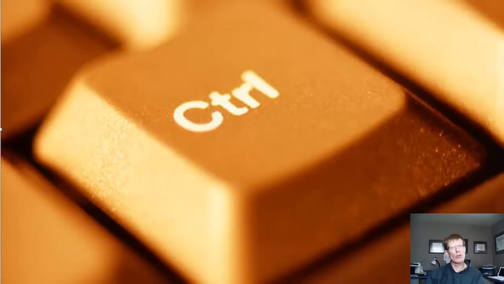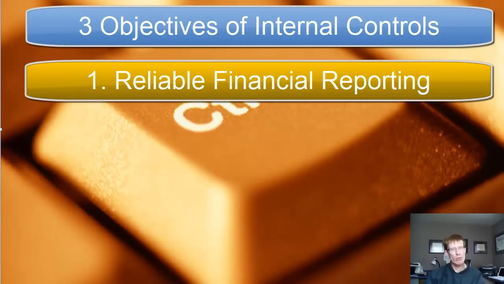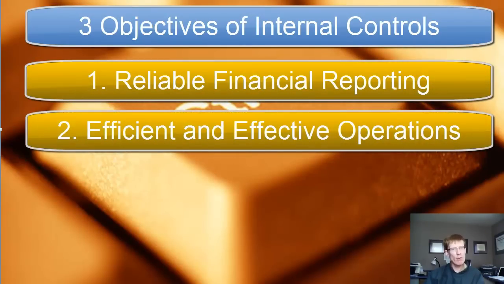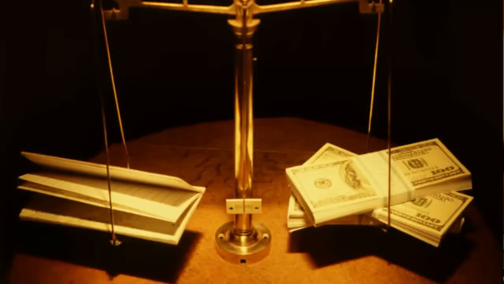As we've discussed in earlier lessons, management designs internal controls to achieve three broad objectives: reliable financial reporting, efficient and effective operations, and compliance with laws and regulations. Establishing an internal control system costs money. The more controls a company puts in place, the more policies and procedures, the more control activities required, and the more human and technology resources necessary.